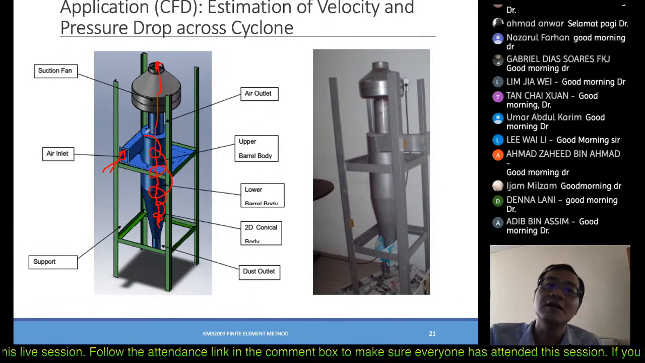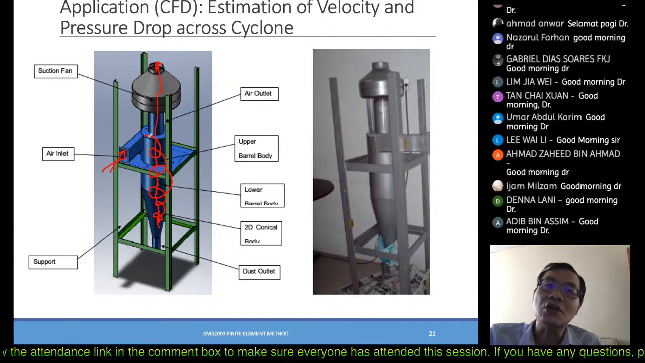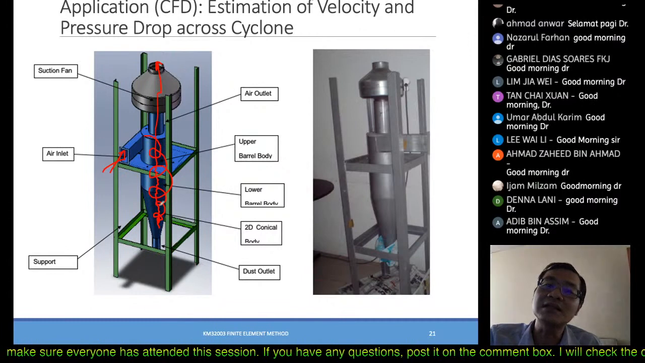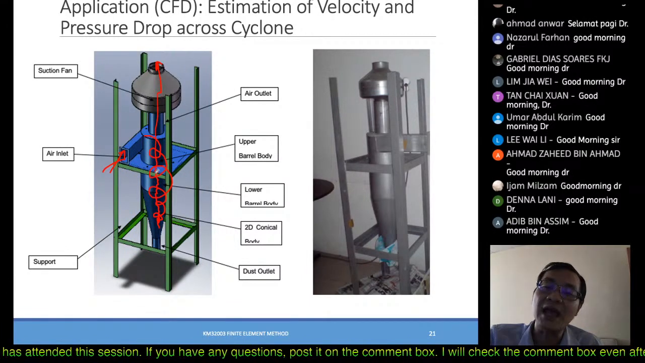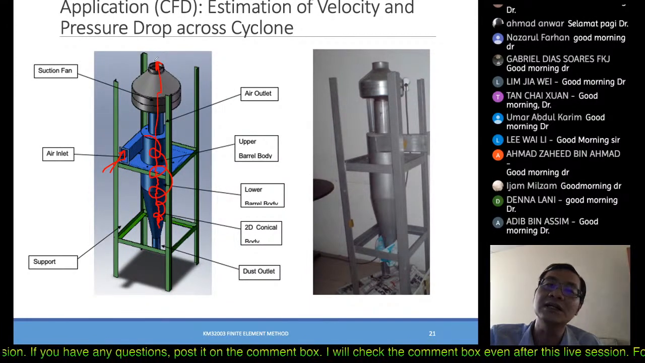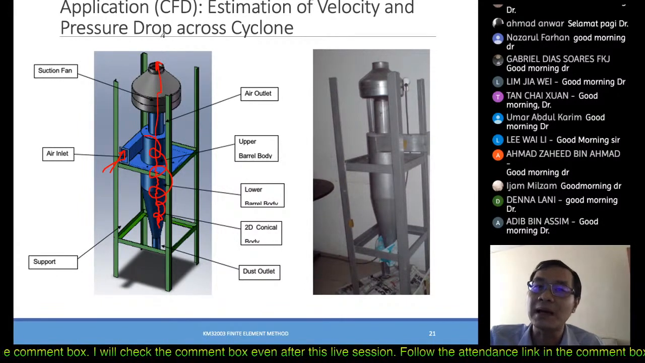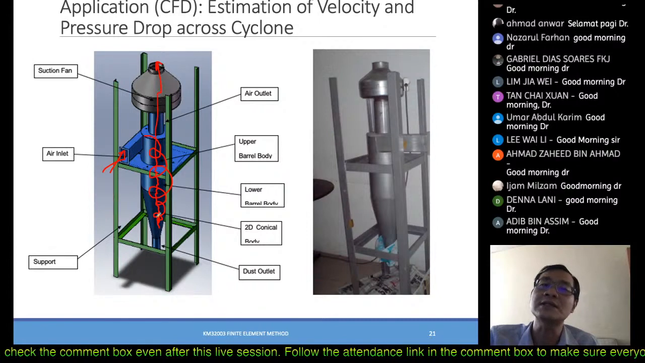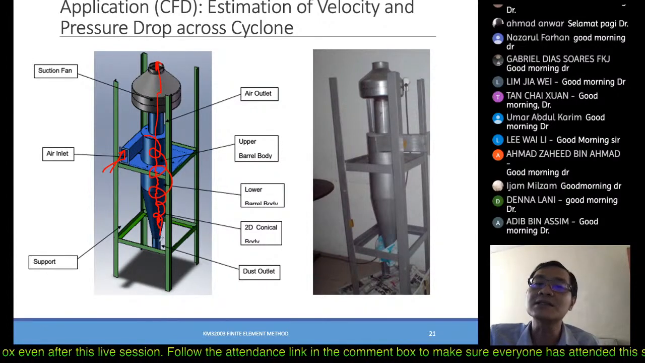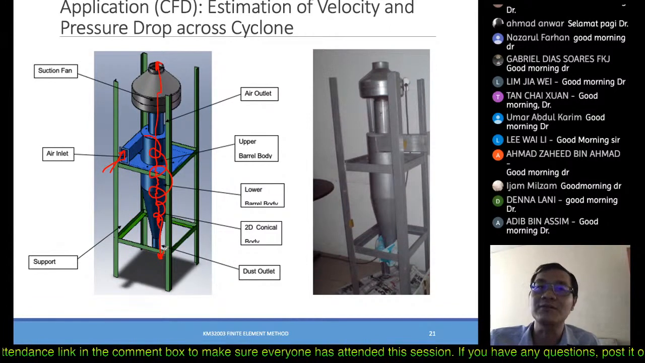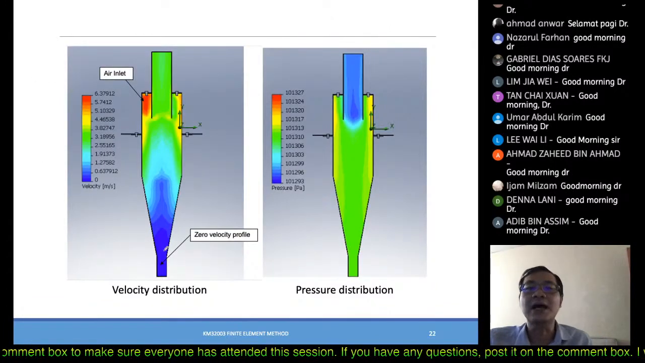So therefore, because of the weight of the particles that you intend to collect, this flow will not be able to carry the powder or the particles up, right? Only very small particles can escape through this. The rest, due to the mass, will now be collected at the bottom, being separated from the air. So this is the general idea of the cyclone.